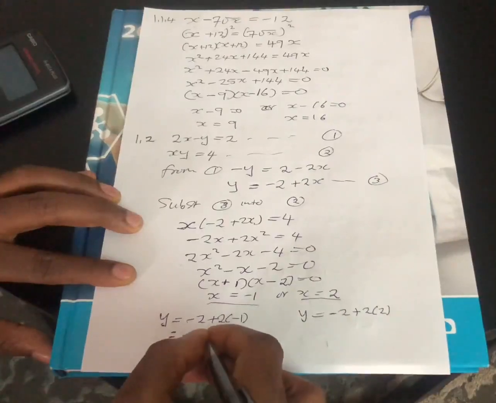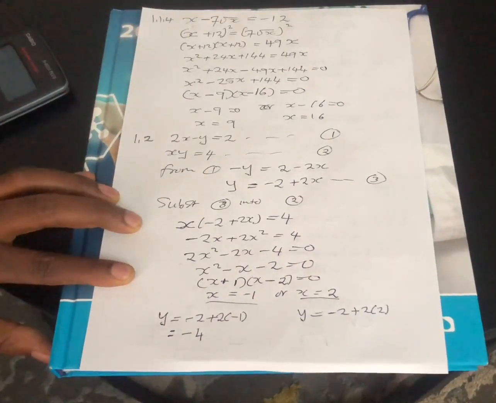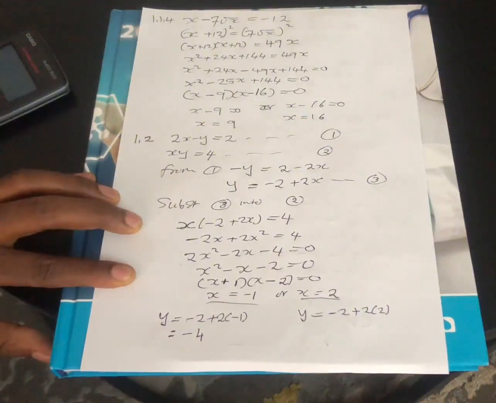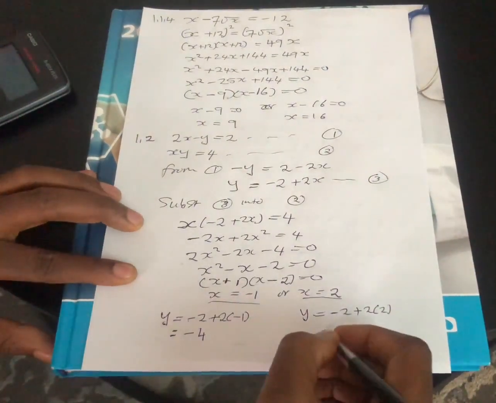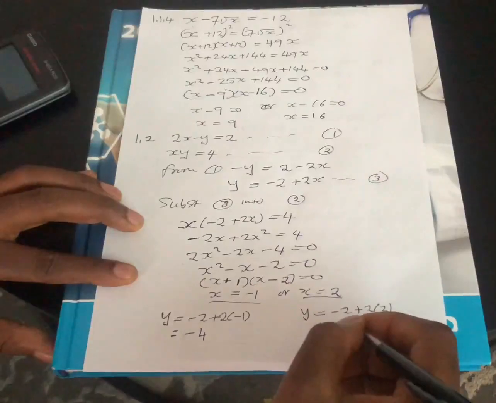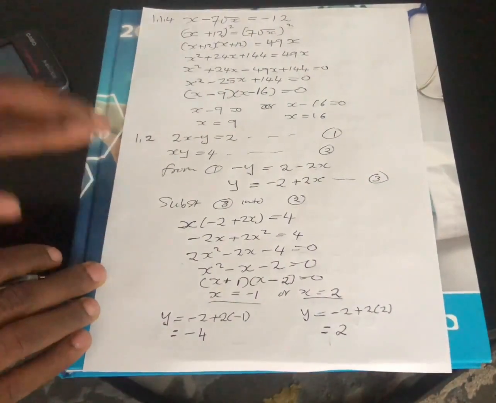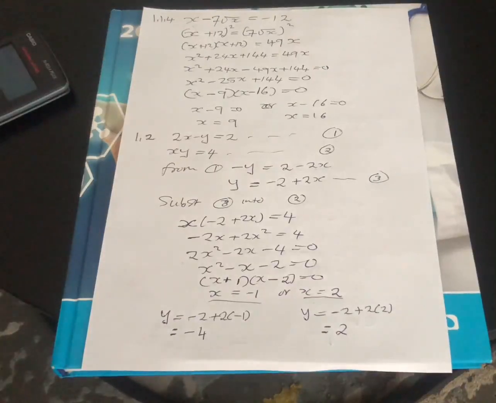Negative 4. The other side, the value of y is going to be minus 2 plus 4. The value of y there is going to be positive 2. This is how you should have answered this question, or how you answer these questions.